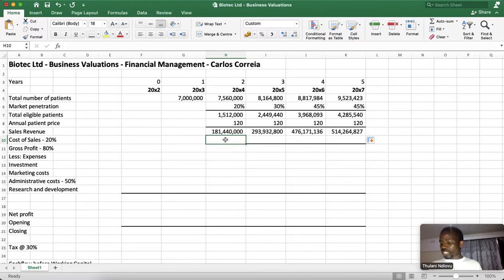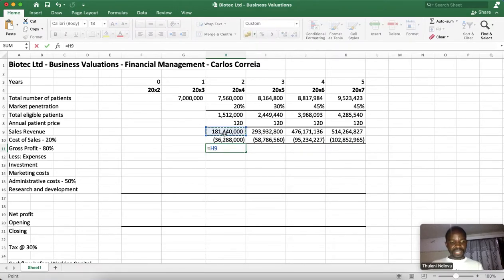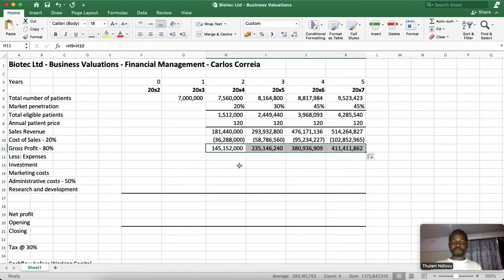Then we are told that the gross profit percentage is expected to be 80% of the sales price. So if gross profit is 80%, then it means the cost of sales is 20%. So we multiply our sales revenue by 20%. Then we can copy the formula. Then our gross profit, we will say sales minus cost of sales. We get our gross profit. We can copy the formula there.